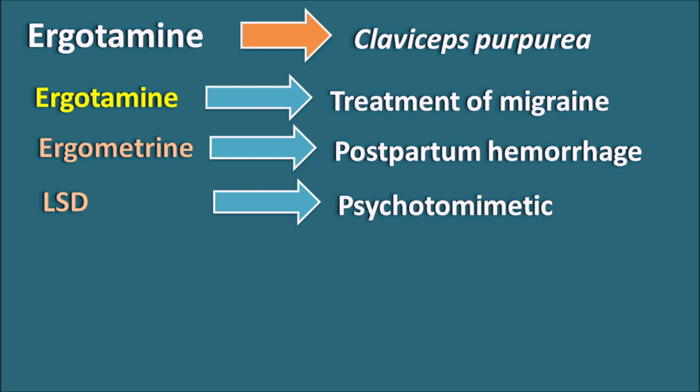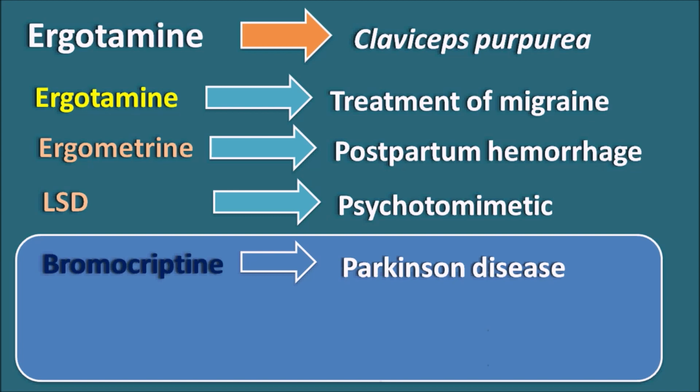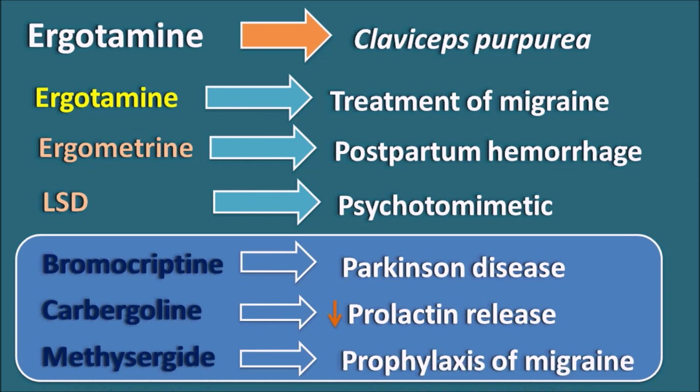We have a few synthetic and semi-synthetic analogs of these ergot alkaloids. Bromocriptine is a semi-synthetic derivative related to the ergot and it is used in Parkinson disease. Similarly, cabergoline is a drug which is used to prevent prolactin release. So cabergoline as well as bromocriptine, both of these drugs can be used to decrease excessive prolactin release. Methotrexate is one of the drugs which is used in migraine prophylaxis. So all these are related to the ergot alkaloids.